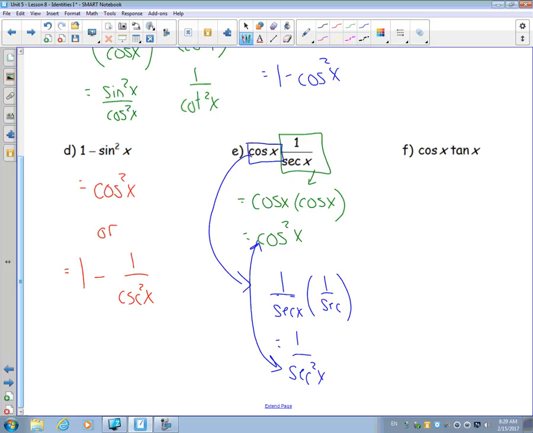And then the last one, cos times tan. What do I know about tan? Tan is sine over cos. And if I have things on the top and bottom that are the same, I can cancel. So this is just the same as saying sine.